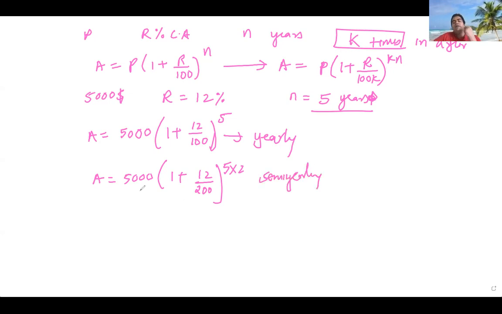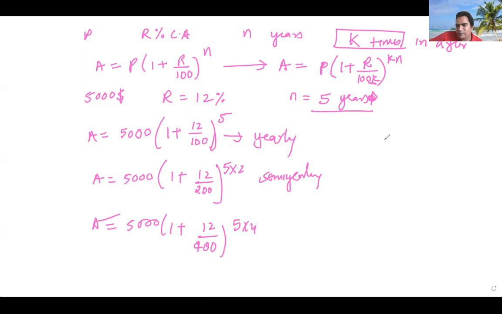Next, what if the compounding is quarterly? In a year there are 4 quarters, so you'll compound 4 times. The k value is 4 here. So the amount will be 5,000 times 1 plus 12 upon 400, to the power of 5 times 4. The logic is that you have 5 times 4 because there are 20 quarters in 5 years. Also the rate of interest becomes one fourth, because if you get 12% for the entire year, for 1 quarter the rate is 12 upon 4, which is 3%. That's why we're dividing by 400 instead of 100.